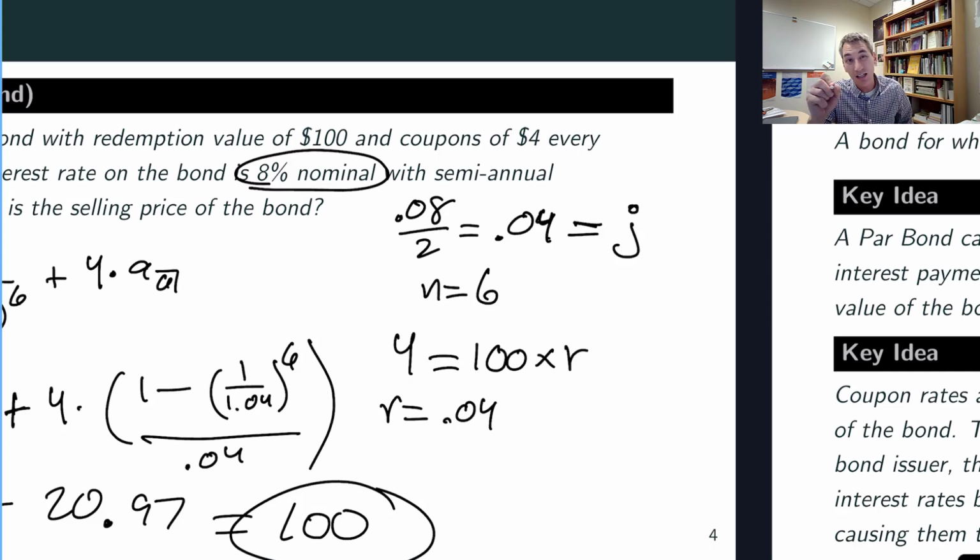That is needed for the math to work out. Oftentimes that's the case anyway, but just kind of note that. Coupon rates are determined by the bond issuer. Essentially, they determine the terms of the bond. The interest rate is determined by the market.